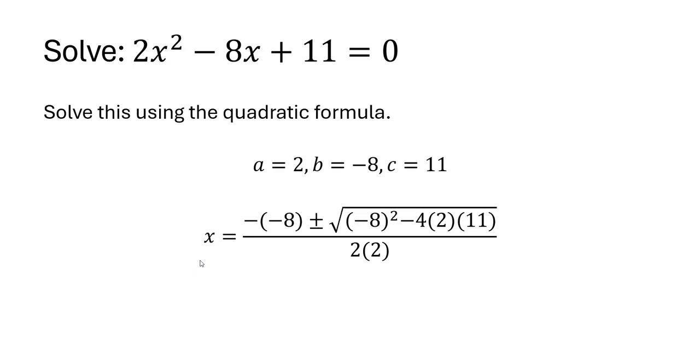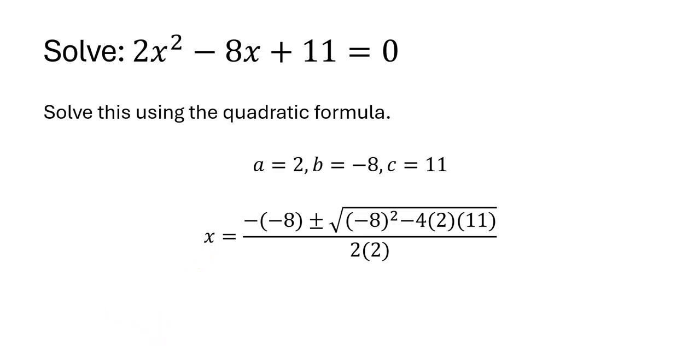So I end up with x equals the opposite. When I say the opposite, that simply means the negative, right? So negative of b, which is negative of a negative 8, plus or minus the square root of b squared, again, b is negative 8, minus 4 times 2 times 11, all over 2 times 2.